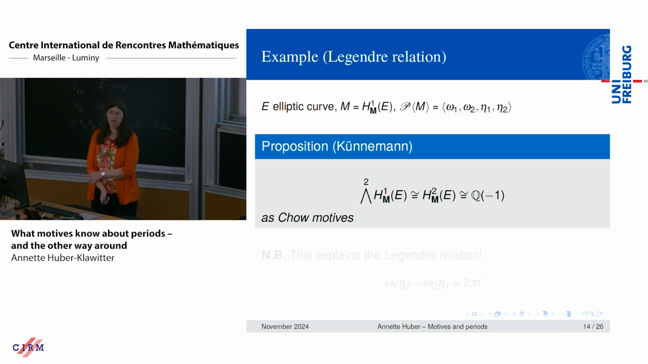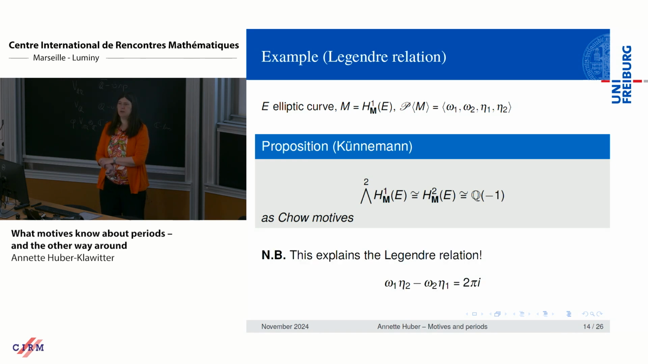We've seen a talk here about motives of group schemes. So this is like the starting point of that whole story. In the category of Chow motives, we understand the full motive of an elliptic curve. And the H2 is actually the second exterior power of the H1. And on the other hand, H2 of a smooth projective curve is always the Tate motive Q of -1. So we have this identification of motives.